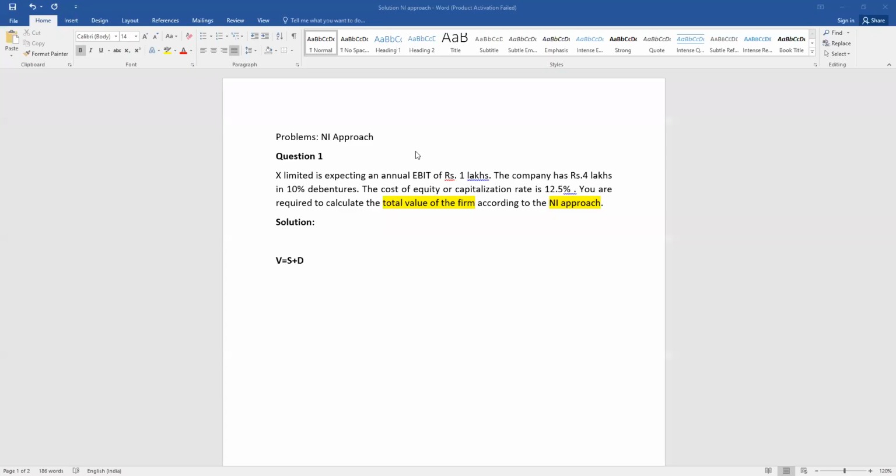I'm repeating once again, students. Please remember, we are solving problems on NI approach. The NI approach asks you to calculate the total value of the firm. To calculate it, they would have given you the EBIT, the amount of debentures, and the cost of equity. They would have given you only these three things.